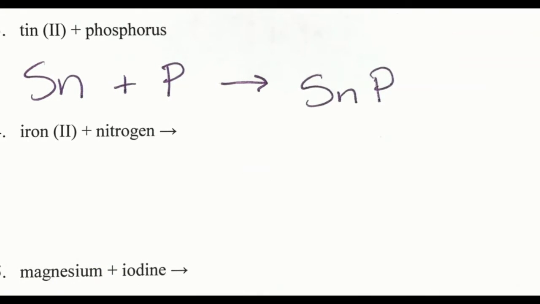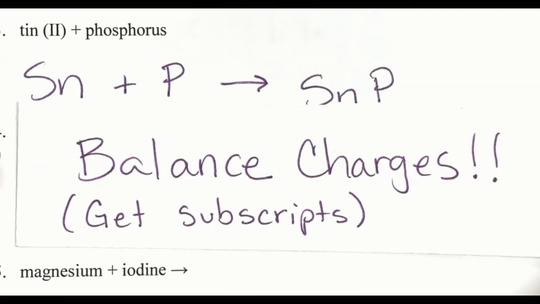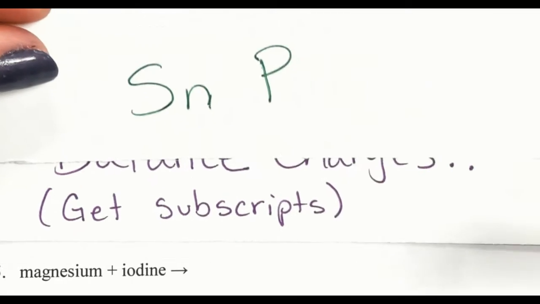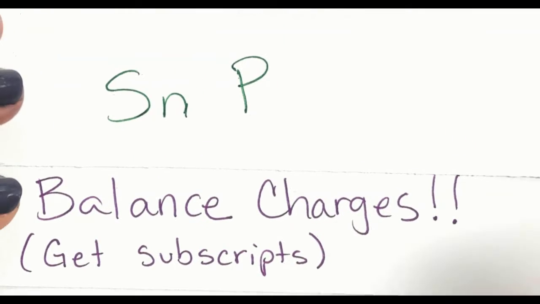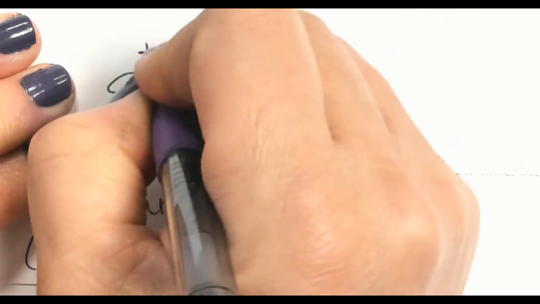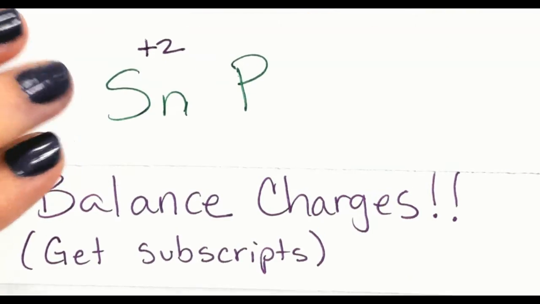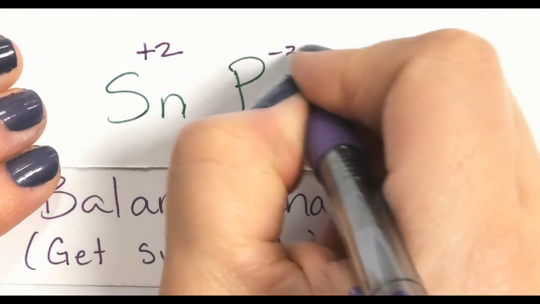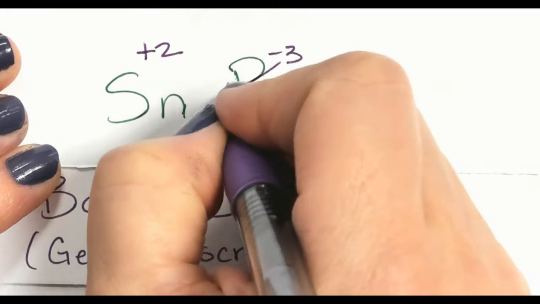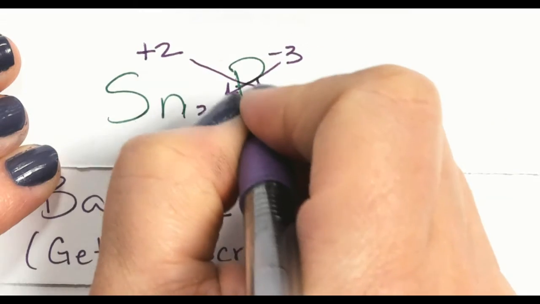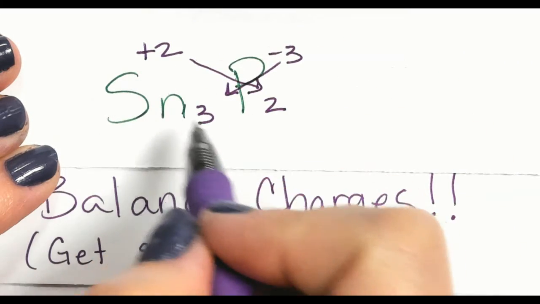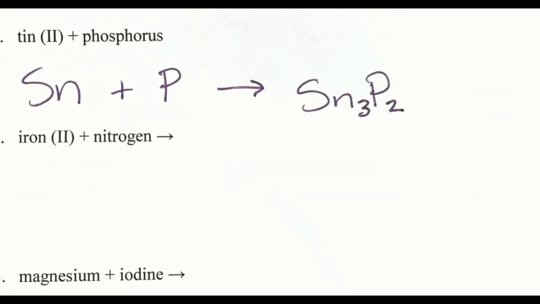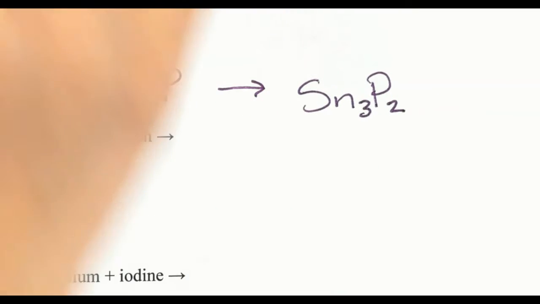Now we have to make sure that we balance the charges. You've got to get the subscripts from the charges. So I'm going to take this and do this on the side. Tin(II) is telling me that the charge of tin is +2, and then phosphide, if I go look on the periodic table, has a -3 charge. So we'll put a -3 here, and then we'll crisscross. This means put a subscript of 3 here, and this means put a subscript of 2 here. So it's Sn3P2. Notice I did all of that work on the side so that I don't make a big mess of my final answer.